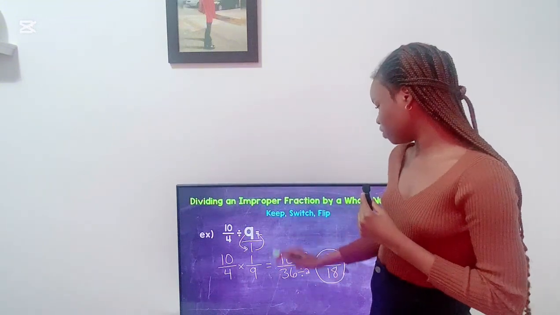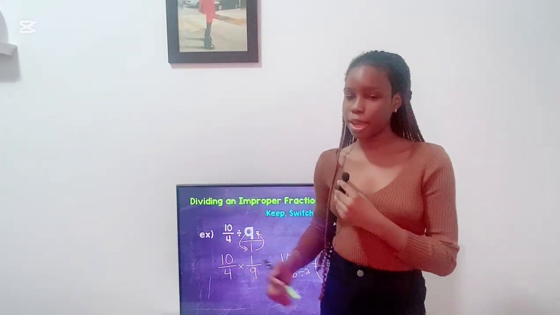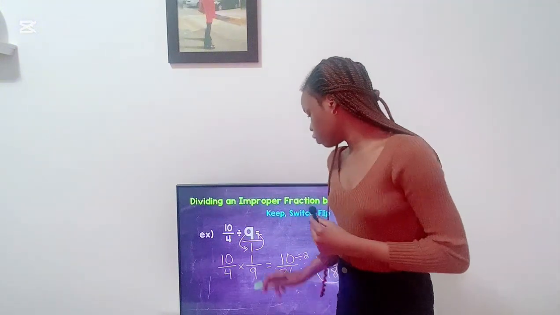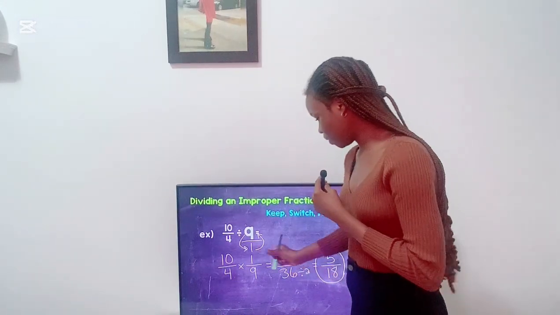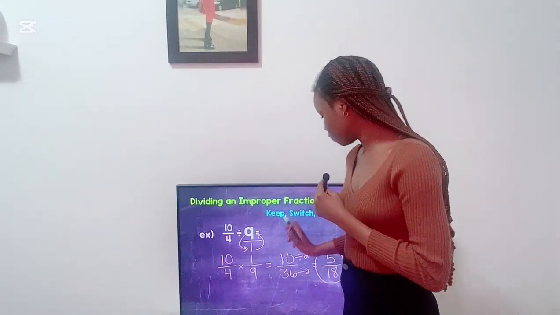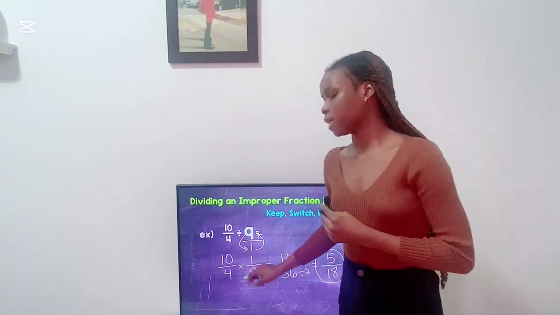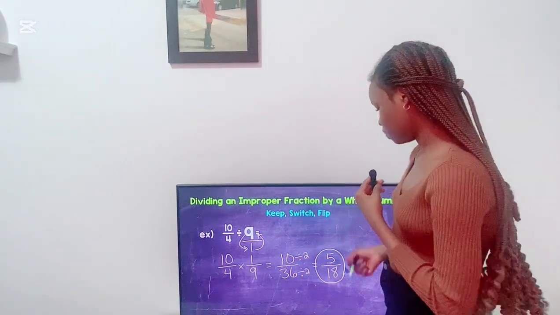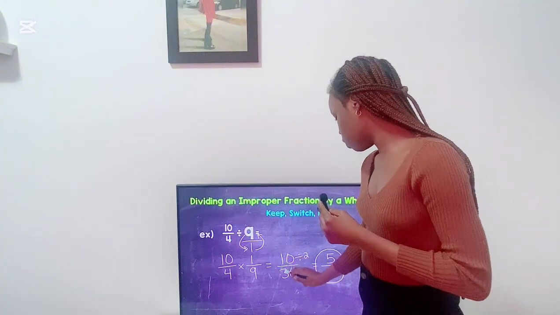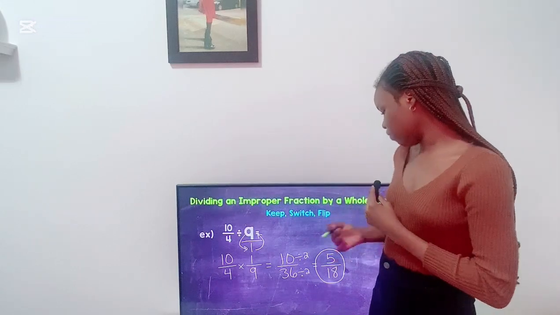We are done switching, we are done keeping, so now we flip. Yes, we have changed this whole number into a fraction, but we need to continue the keep, switch, flip. So now 1 will become our numerator and 9 will become our denominator. Now let us multiply: 10 over 4 times 1 over 9. So 10 times 1, that will give us 10. 4 times 9, that will give us 36. So we have 10 over 36.